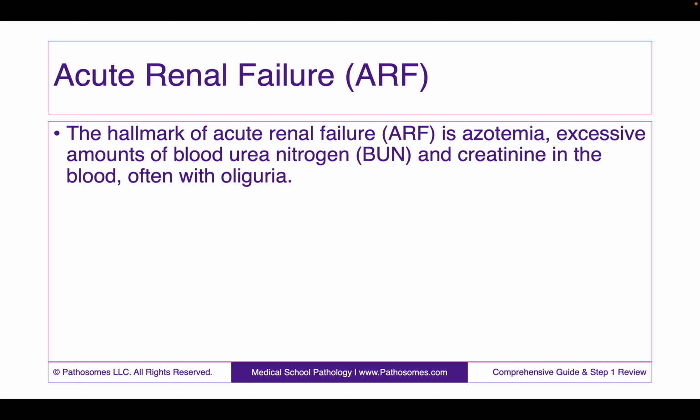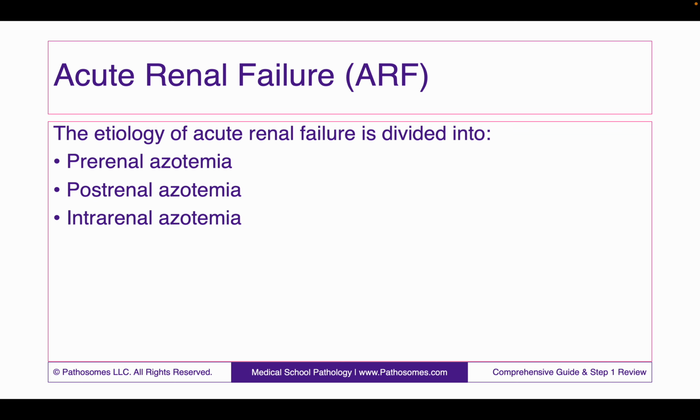The hallmark of acute renal failure is azotemia: excessive amounts of blood urea nitrogen and creatinine in the blood, often with oliguria. The etiology of acute renal failure is divided into three important things that you must know: the prerenal azotemia, postrenal azotemia, and intrarenal azotemia.